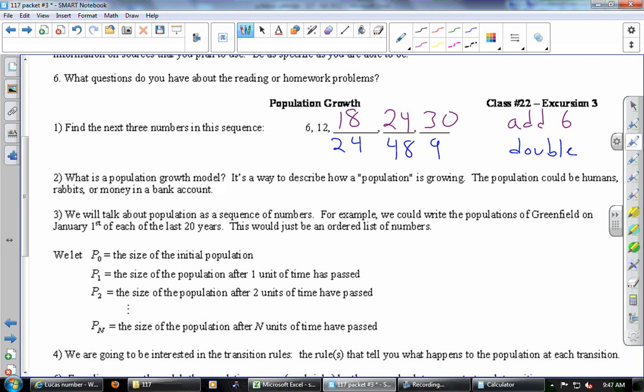48 and 96. So here's the basic idea. Today we're going to talk about two different ways in which a population could grow. The population could be people in Greenfield, like how many people live in Greenfield on January 1st of each year. The population could be how much money you have in your savings account as time passes and the money grows. Really any kind of thing where we use the word population. We're going to talk about two different ways in which the population can grow.